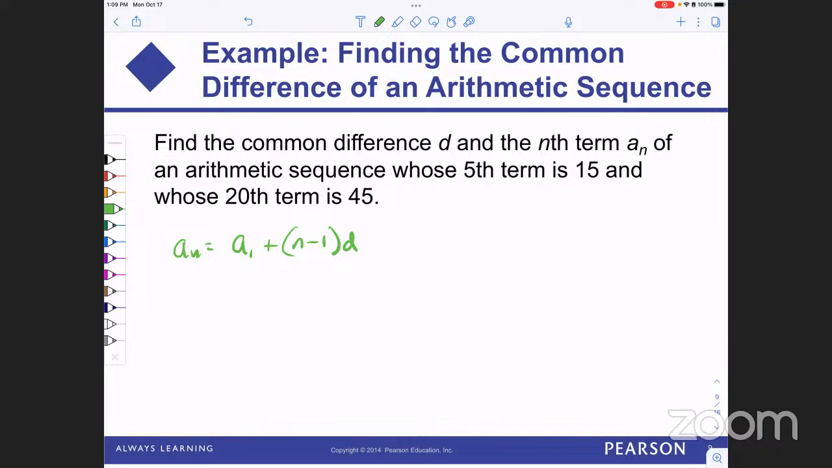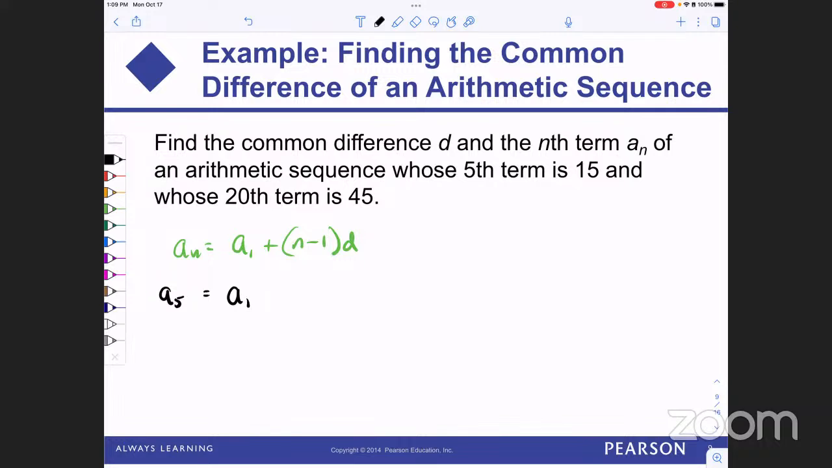Okay, we're asked to find the common difference. We're asked to find the nth term, an. They give us the fifth term and the 20th term. So let's plug in the information that they gave us. When n is 5, the output is 15. Let's capture that. So they're saying that the fifth term is going to be, and did they give us the first term? Does not look like they gave us. So we're going to leave it as a1 because they didn't give us the first term.